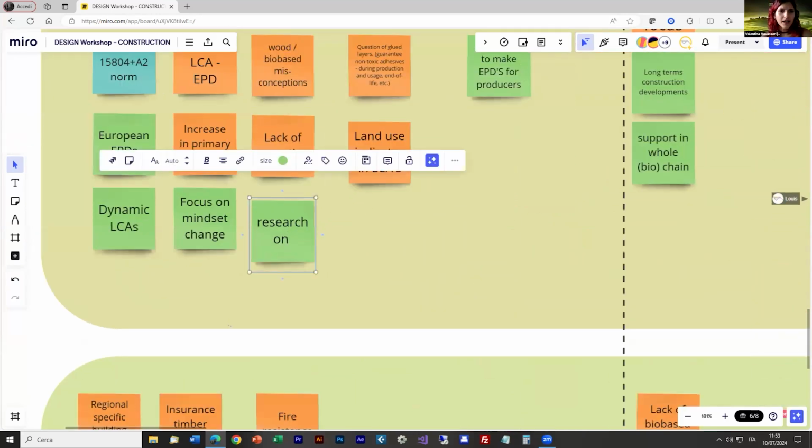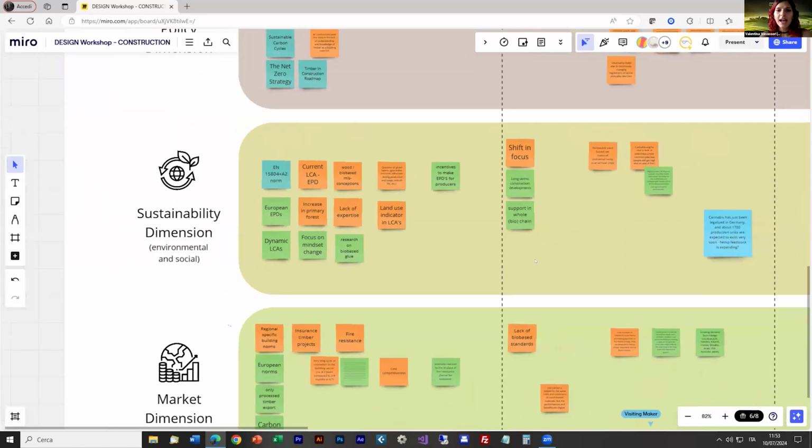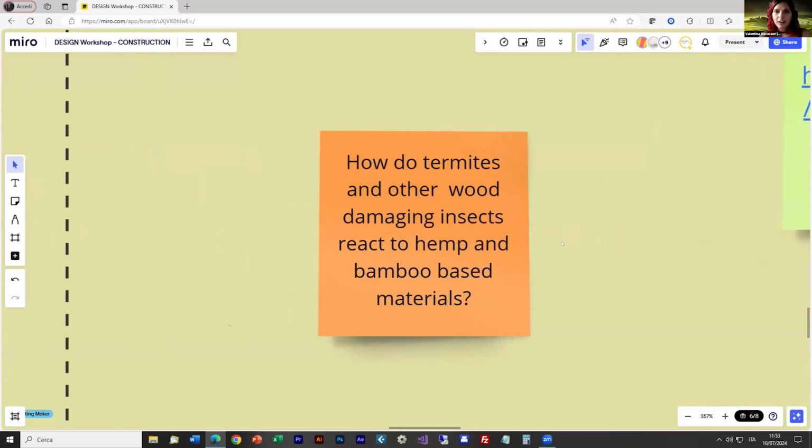I saw also in the Miro board a question, basically for everyone: how do termites and other damaging insects for wood react to hemp and bamboo-based materials? Can you provide your insights on these specific questions? I can only answer for hemp at the moment. Hempcrete, or hemp, is mainly a construction material involving chalk, and all living animals are not so keen on living in chalk.